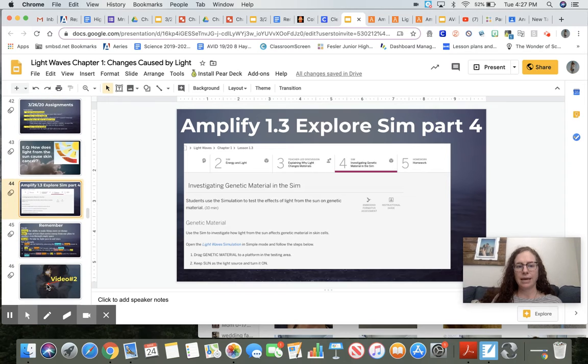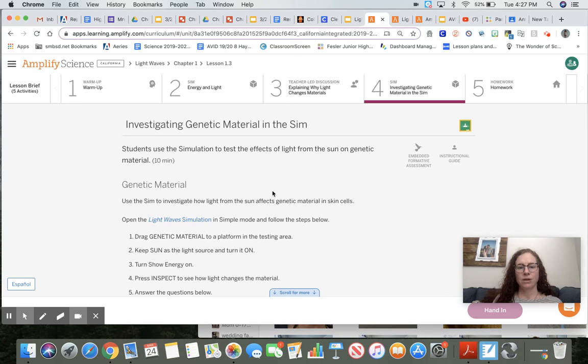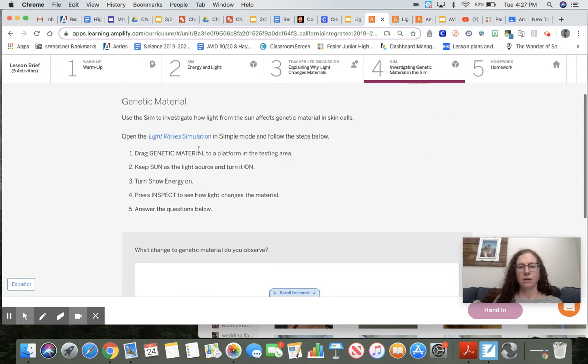All right, so we're going to go to 1.3, and we're going to go to part 4, and we're going to open our sim link. So Amplify 1.3, part 4. We're going to open the sim. Just like yesterday, we're going to go to the simple mode. This time, we're going to specifically drag the genetic material. We're going to put it in the sun. We're going to turn the light on. We're going to put the energy on. So let's go do all that first.